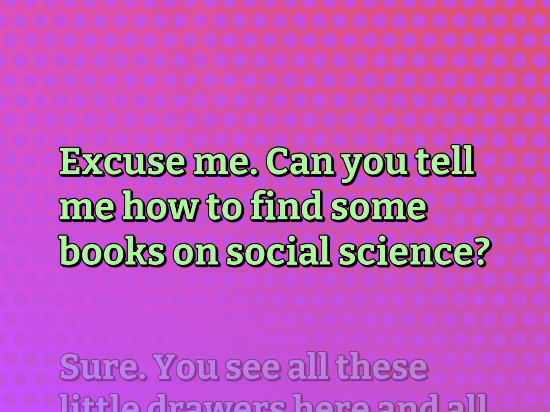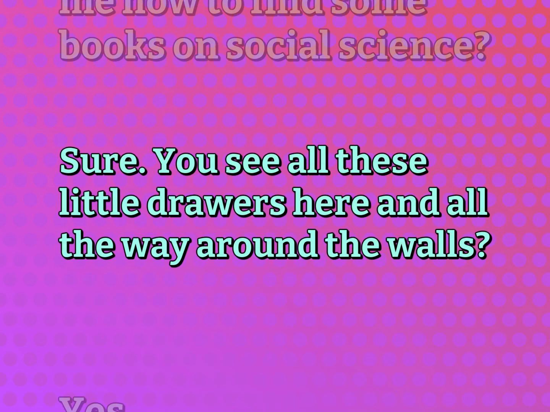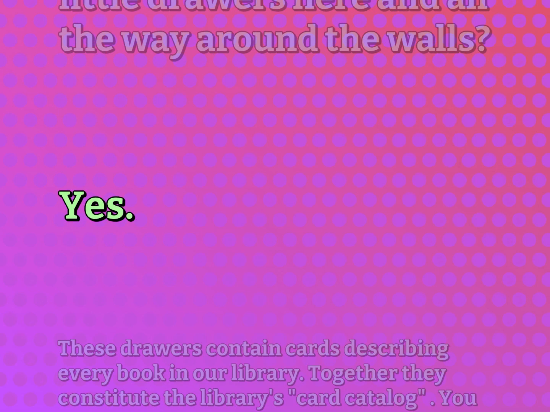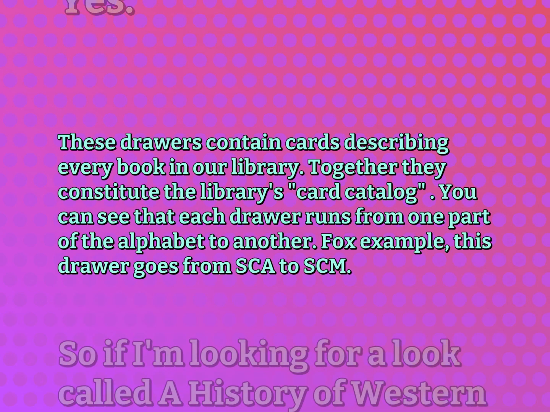Excuse me, can you tell me how to find some books on social science? Sure. You see all these little drawers here and all the way around the walls? Yes. These drawers contain cards describing every book in our library. Together they constitute the library's card catalog. You can see that each drawer runs from one part of the alphabet to another. For example, this drawer goes from SCA to SCM.